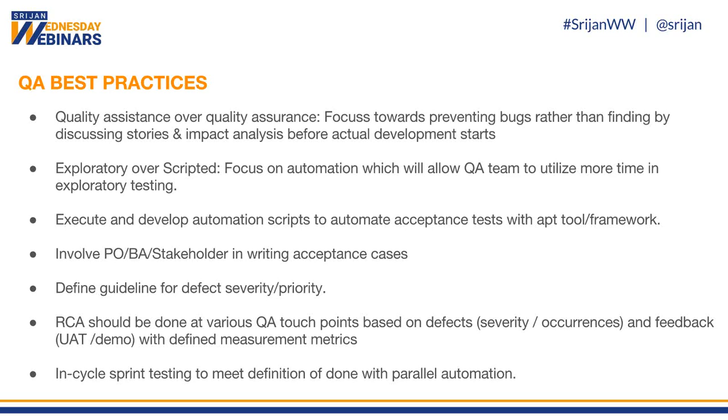The last point is in-cycle sprint testing to meet the definition of done with parallel automation. It means if we have 10 stories in a sprint and we need to test all those 10 stories within the sprint, we should try to fix each and every bug and complete all the stories within the same sprint, so that spillover doesn't happen and we go to the next sprint in a clean state. So these are the few QA best practices that we try to follow.